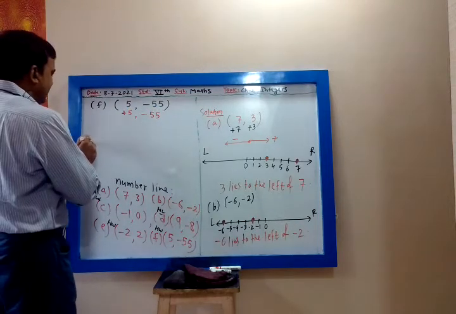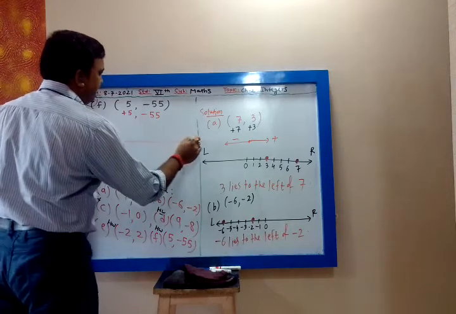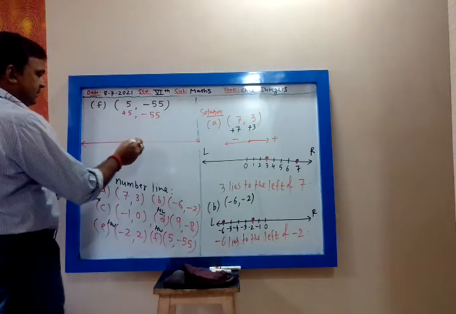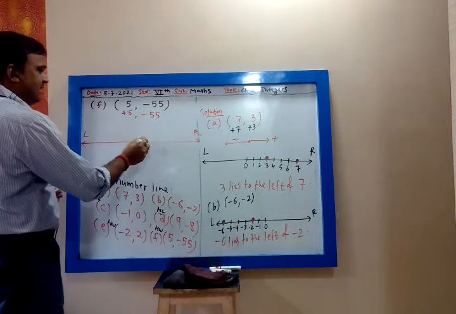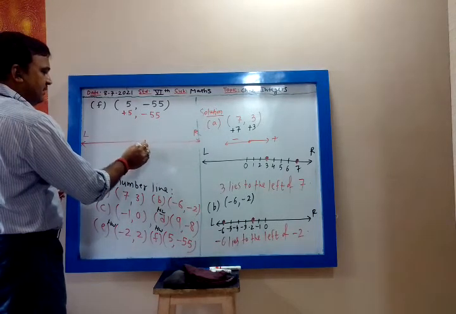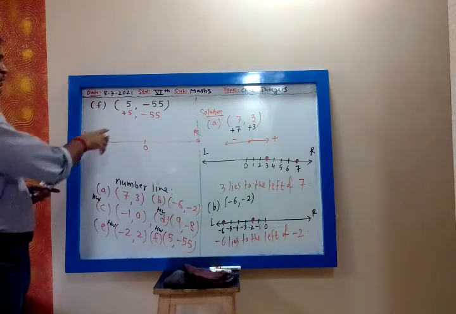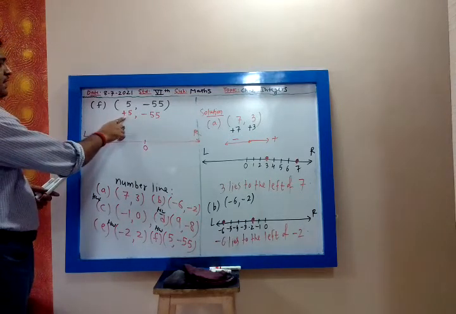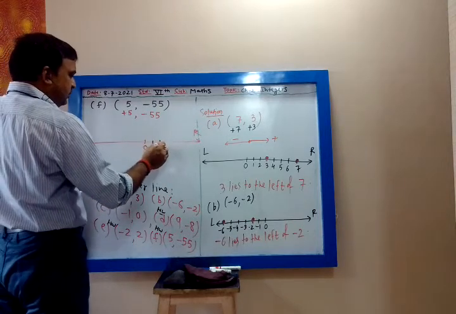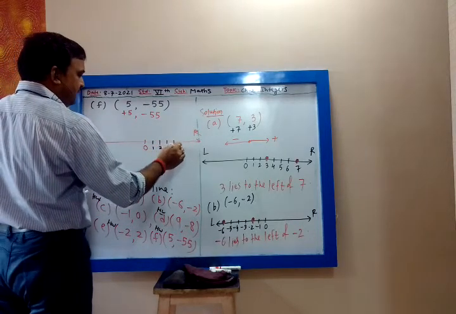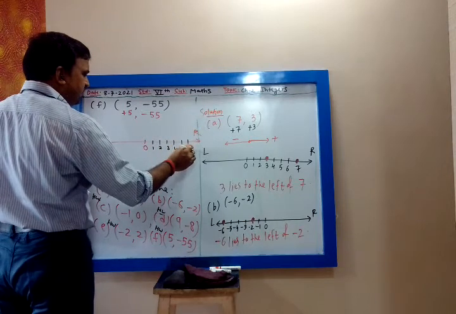Let us draw the number line. This is my number line. This is my right side and this is my left side. In the center we have 0. We want +5, so where will +5 be? On the right of 0: 1, 2, 3, 4, 5, 6. We take up to 6.